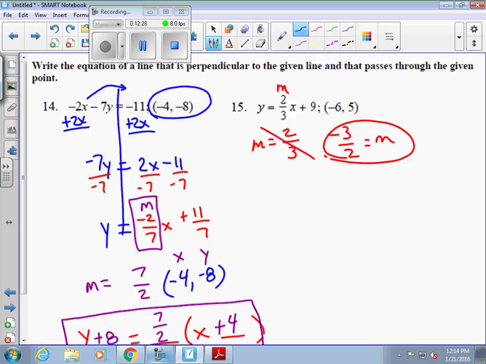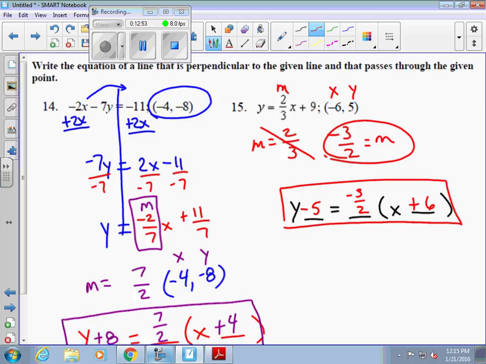Therefore, y minus y sub 1 equals m times x minus x sub 1. All you have to do is sub in the values. So negative 3 over 2 is your new slope. x sub 1's value is the opposite of this one. It says minus 6, so we put plus 6. y sub 1's value is the opposite of this one. It says positive 5. We put negative 5.